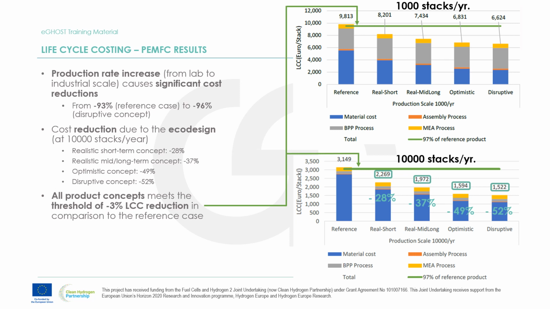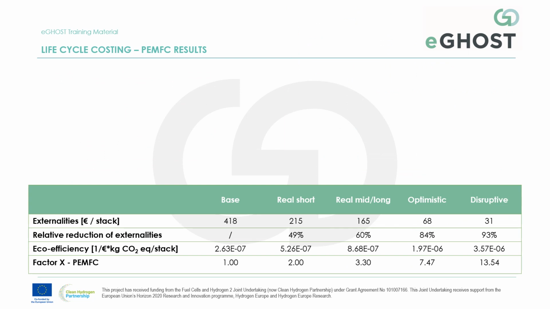And you can see the green line presents the threshold of 3%, which was defined at the start of the project, that if any product concept won't achieve that, it's not going to be included, but we get much higher reduction than just 3% as it was defined at the beginning. So all the product concepts are quite good. And then the eco-efficiency.